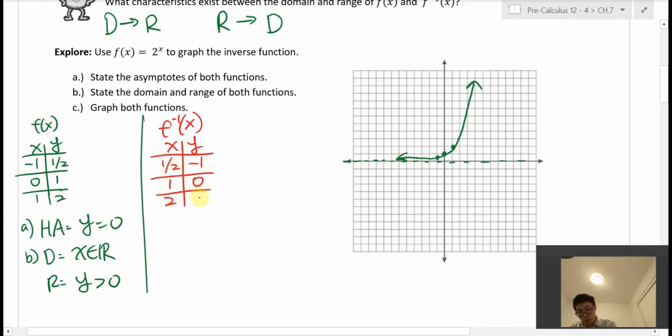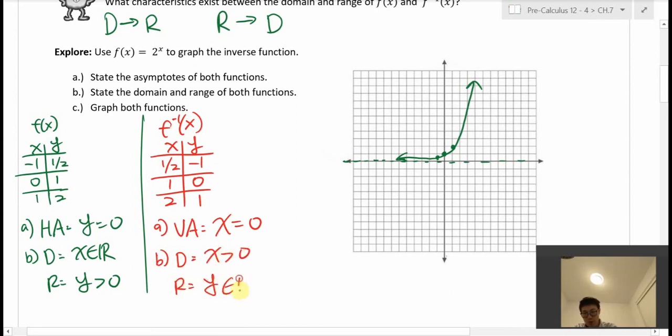So now my x values would be 1/2, 1 and 2, and y values would be -1, 0, and 1. Now we do not have a horizontal asymptote anymore. Instead, we are going to end up with a vertical asymptote, because x becomes y and y becomes x, so the horizontal asymptote becomes a vertical asymptote with the equation x equals 0. The domain was the range and the range was the domain, so you can see we just switched these two.